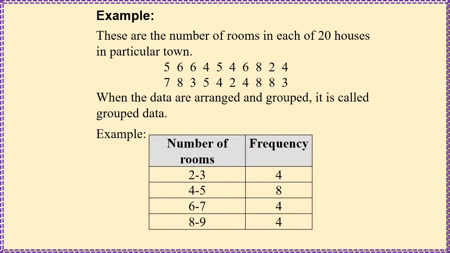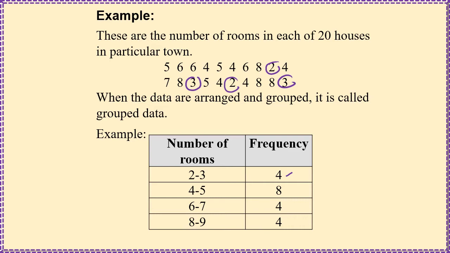For example, we can consider number of rooms from 2 to 3, and then number of rooms between 4 to 5, 6 to 7, 8 to 9. So we just count the number of rooms between 2 to 3. If we use the tally, we can count how many houses have 2 to 3 rooms. So we have 3 here, we also have 2, 3, and then 2 here. So how many? 1, 2, 3, 4. So the frequency is equal to 4.